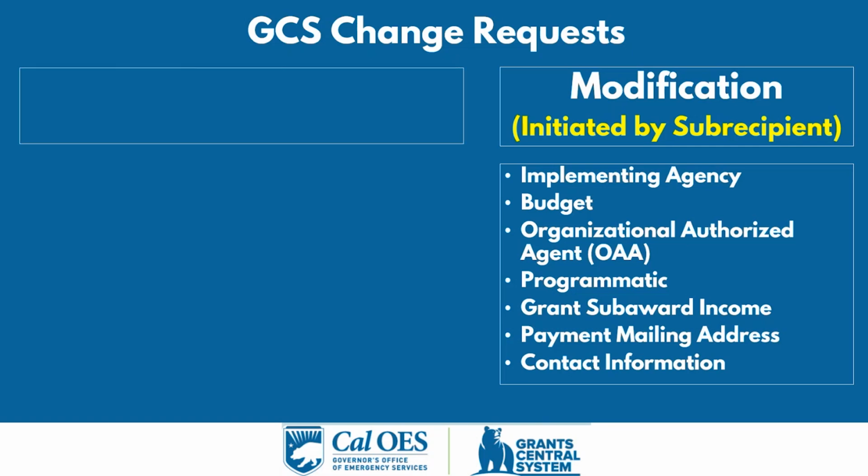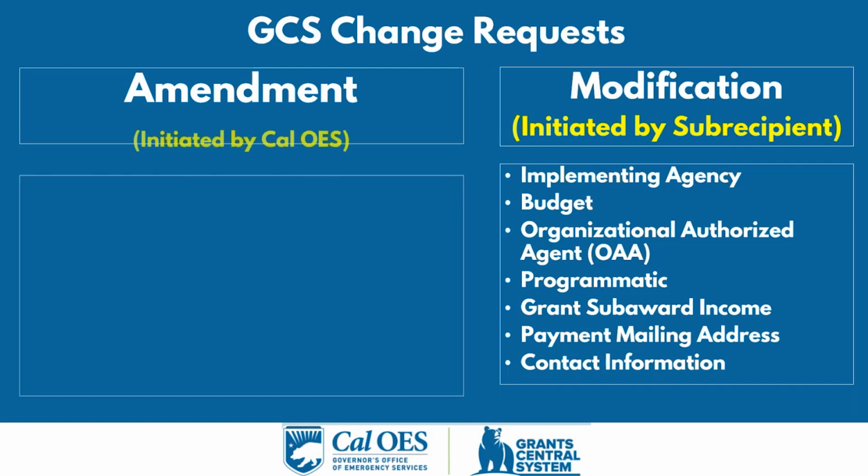But for the purposes of today's training, we will be covering the GCS change request amendment process. The amendments are basically a contractual change to the grant subaward. And these will require changes on a higher level in 4 areas to the grant subaward.